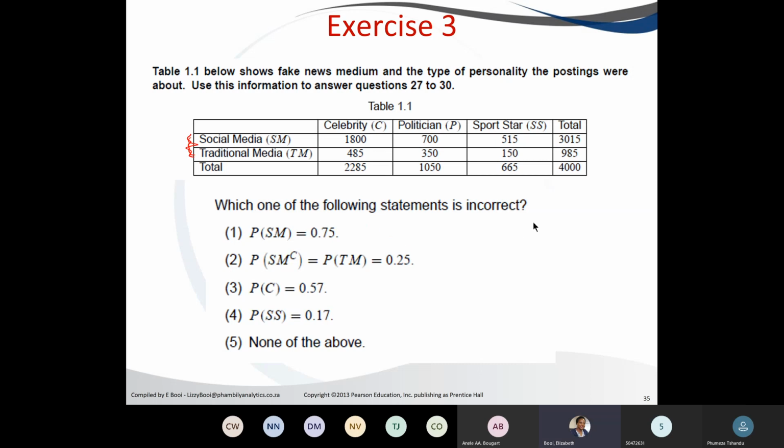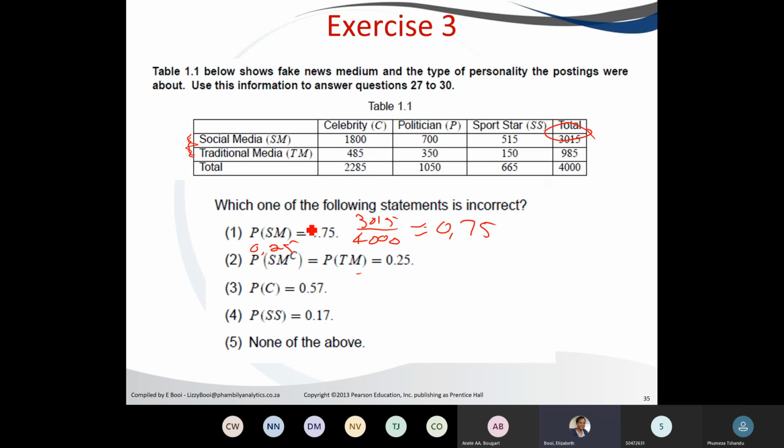Okay, maybe I can do this one. So the probability of social media will be 3015 divided by 4,000. If it's the same as this, then it's correct. The probability of the complement of social media will be 3015 divided by 4,000 equals 0.75. The complement of social media will be 0.25.